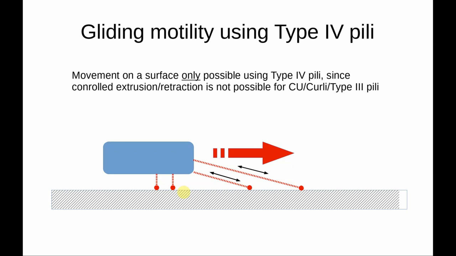Okay, so it's only possible with type 4 pili, because in order for this to happen, it's got to be possible for the bacterium to control polymerization and depolymerization of the filament.